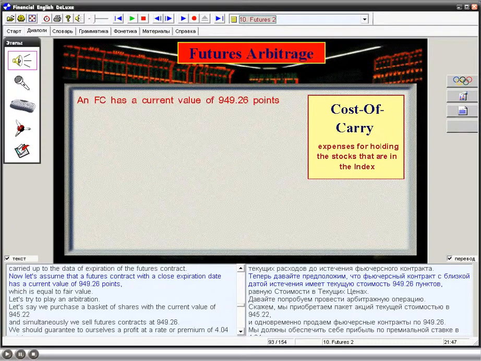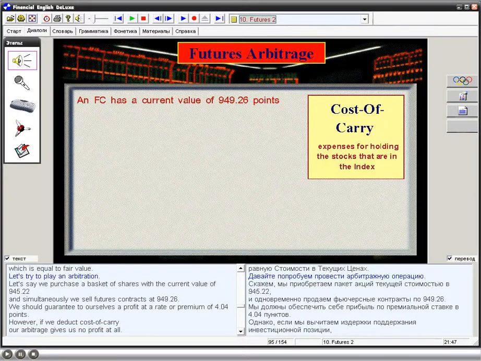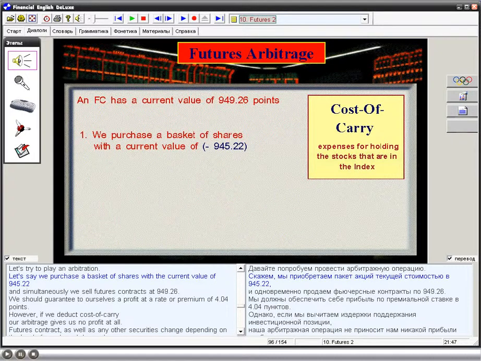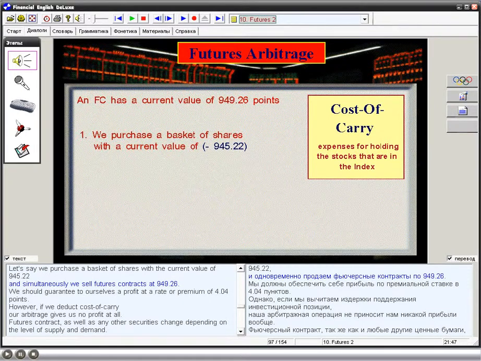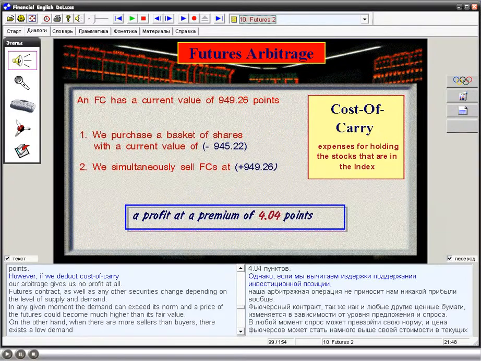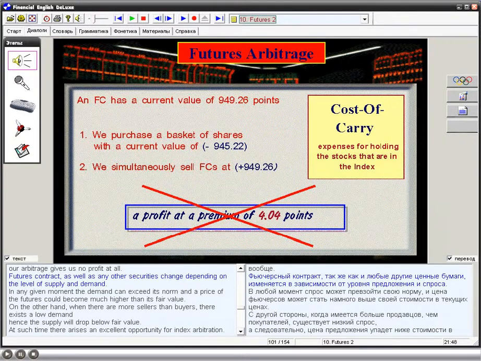Now, let's assume that a futures contract with a close expiration date has a current value of 949.26 points, which is equal to fair value. Let's try to play an arbitration. Let's say we purchase a basket of shares with a current value of 945.22, and simultaneously we sell futures contracts at 949.26. We should guarantee to ourselves a profit at a rate or premium of 4.04 points. However, if we deduct cost of carry, our arbitrage gives us no profit at all.